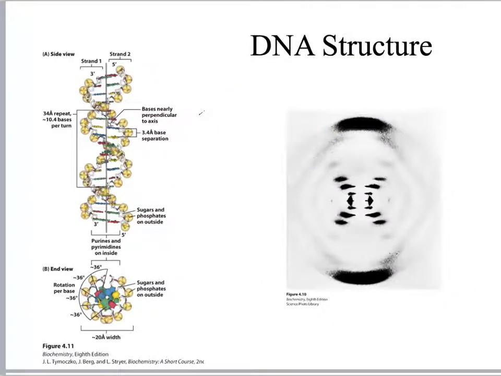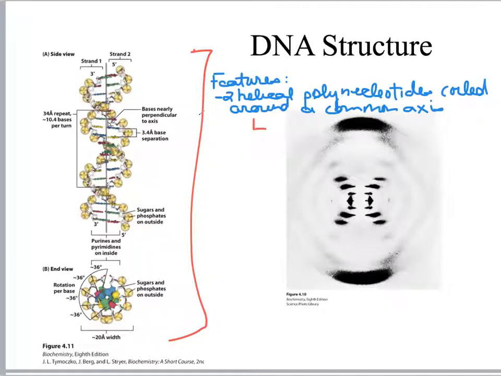So from the crystallography data and some model building that Watson and Crick did, we came up with this overall structure of DNA. The structure of DNA is shown here on the left, and there are some features to this Watson and Crick model. We have two helical polynucleotide strands that are coiled around a common axis. These are anti-parallel in nature, and they also have a right-handed screw sense. So they're right-handed.